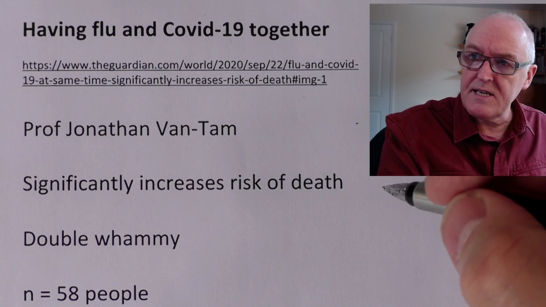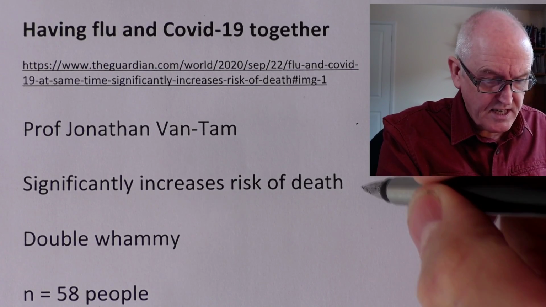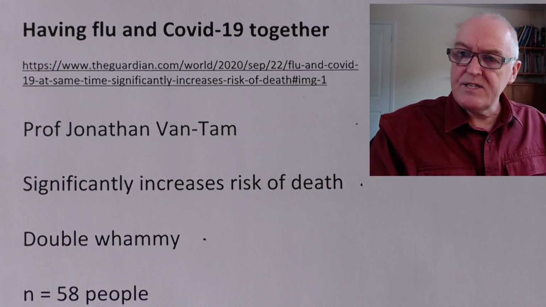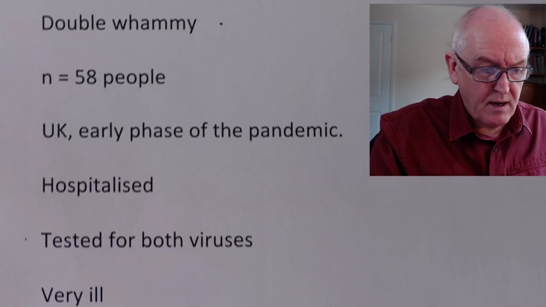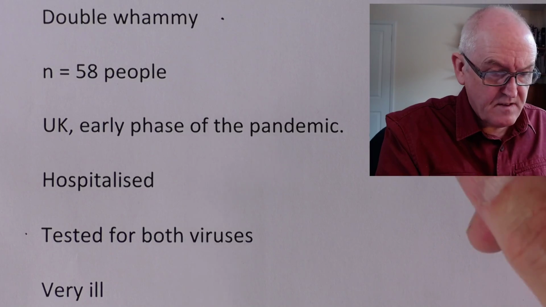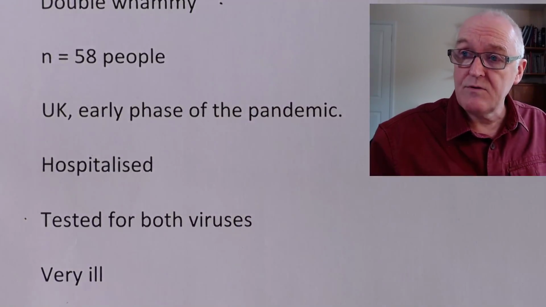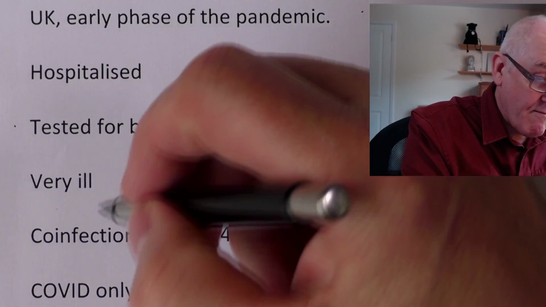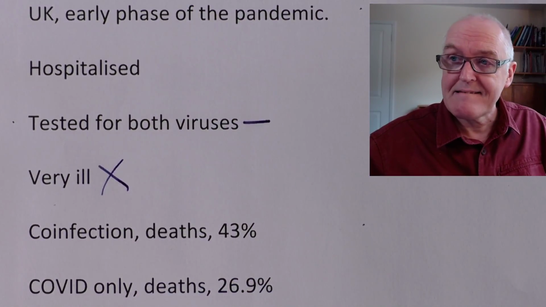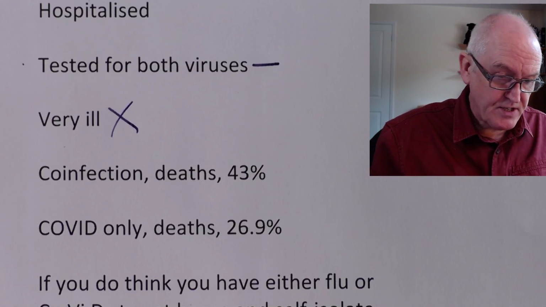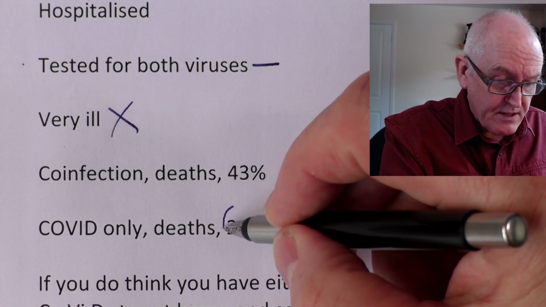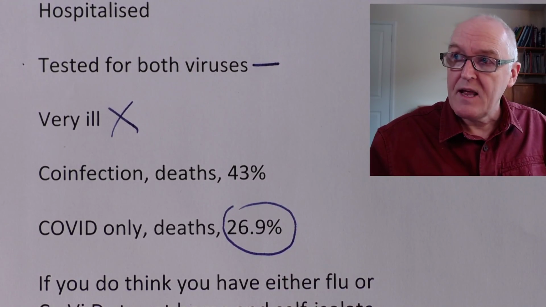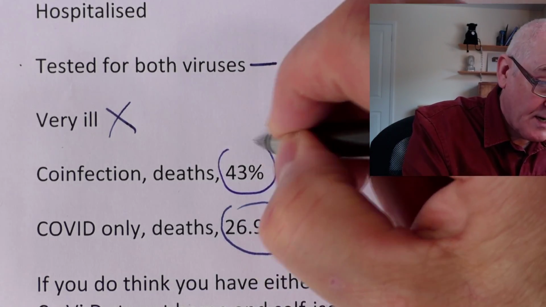Now, having flu and COVID-19 together, we know significantly increases the chances of death because it's a double whammy. He's only talking based on 58 people that we studied back in March, April, from the early phases of the pandemic, and these were people that were hospitalised, so they were already sick, who tested positive for both viruses, influenza and COVID-19, and these people became very ill, no two ways about it. The death rate at that time, which is now low, was 26.9% if they only had COVID, but if they had influenza as well, it was much higher.